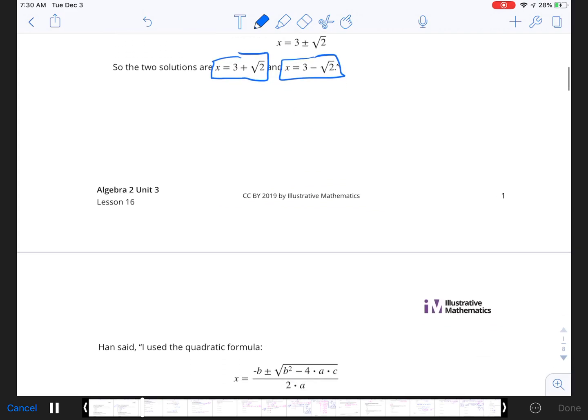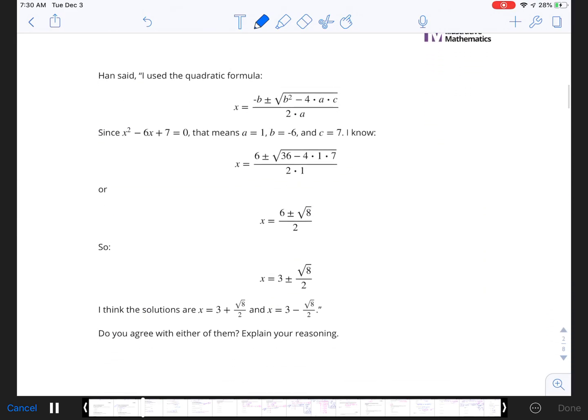Han uses a different method. Han uses something called the quadratic formula. The quadratic formula is really, really important, guys. x equals negative b plus or minus square root b squared minus 4ac all over 2a. So he's using that formula, and he says his a is 1, his b is negative 6, and his c is 7.